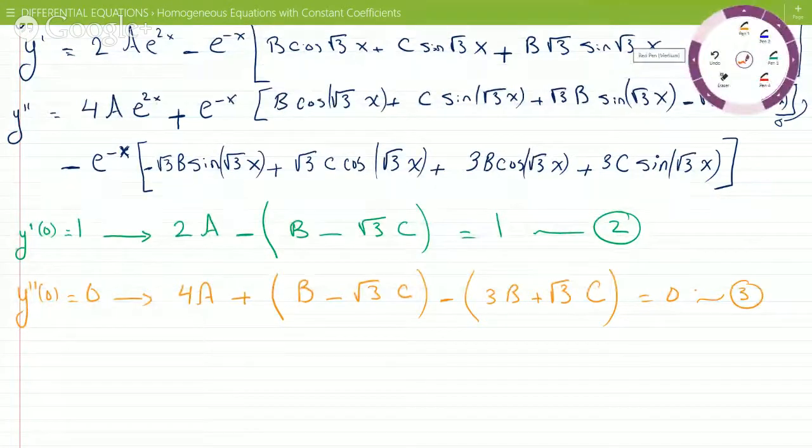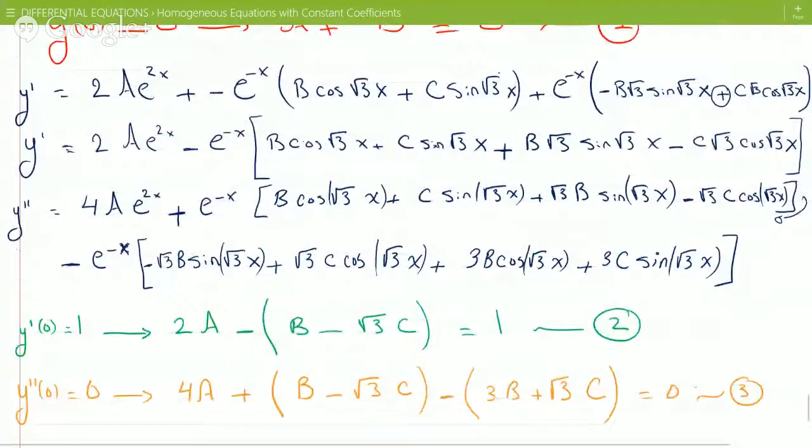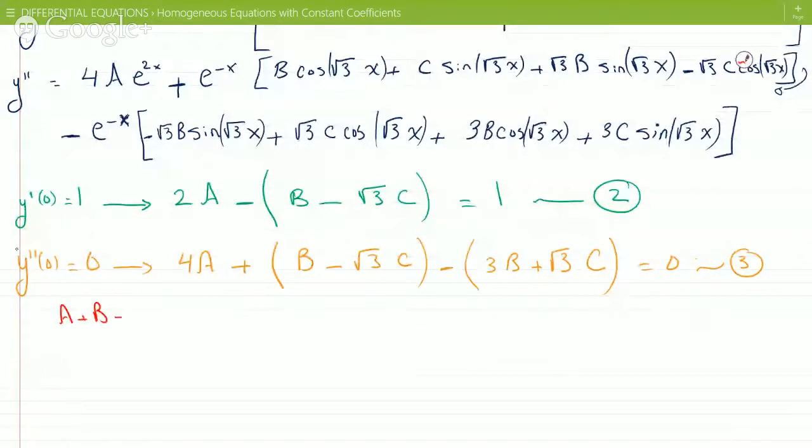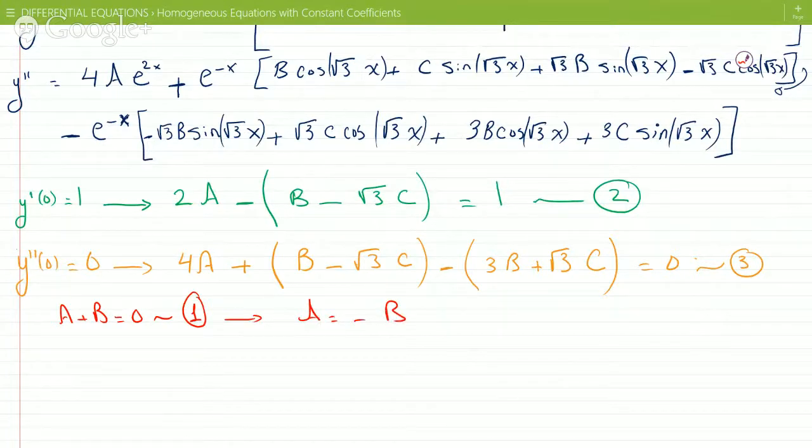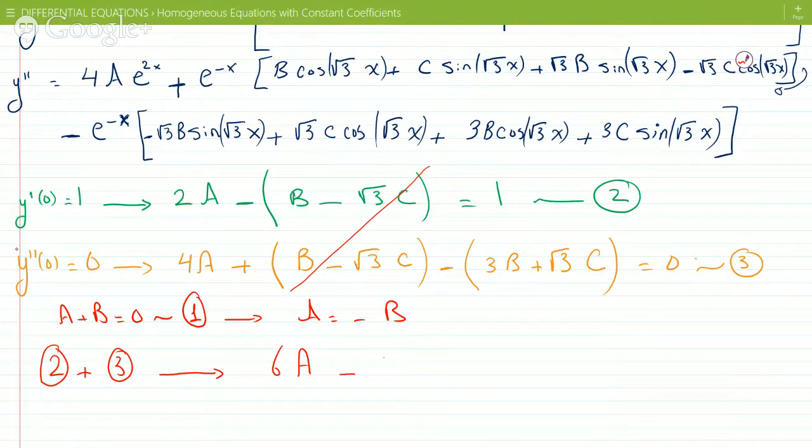And we've already had equation 1 that said a plus b equals 0. This was equation 1, meaning a equals minus b. Right? So let's keep this as is. Now notice that if we add equation 2 and 3, those two go away. So I'm going to add equation 2 plus equation 3 just to simplify this. So from here we get 2a plus 4a is 6a. These go away. Minus 3b minus, I will distribute the minus sign, so root 3c equals 1.